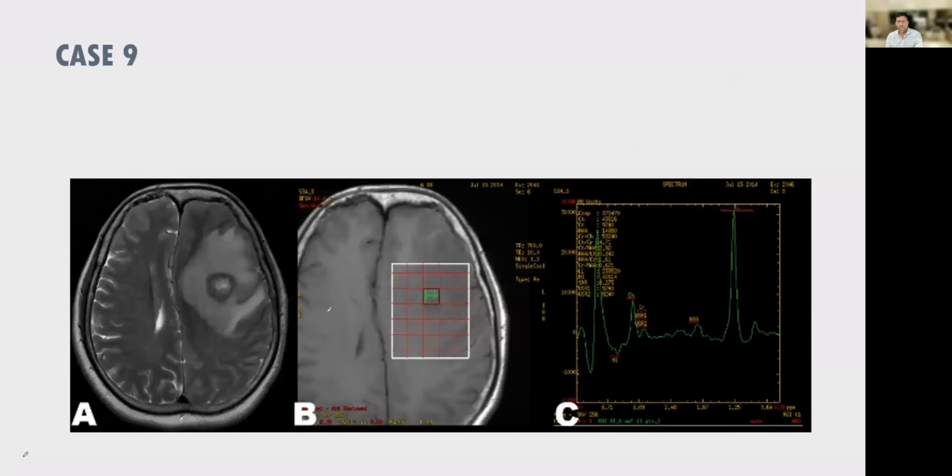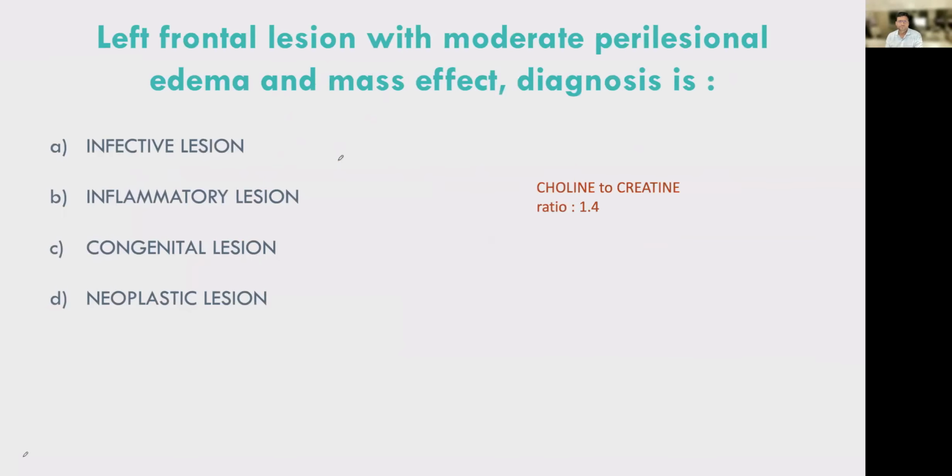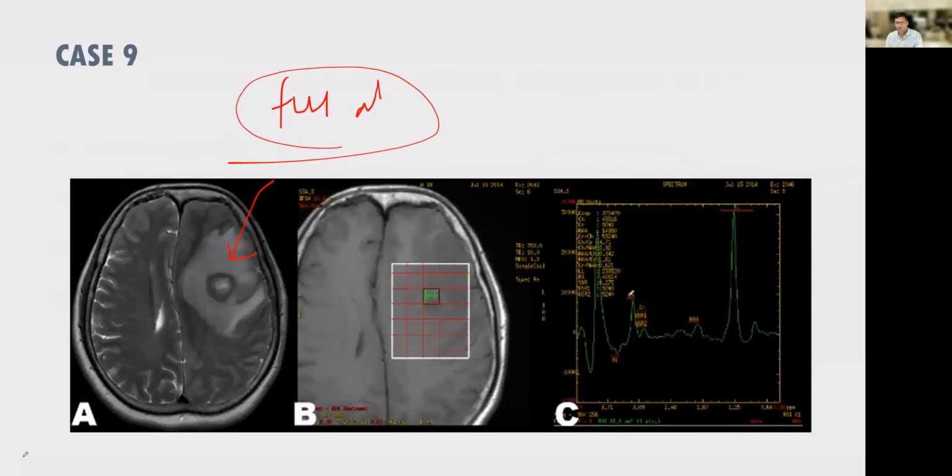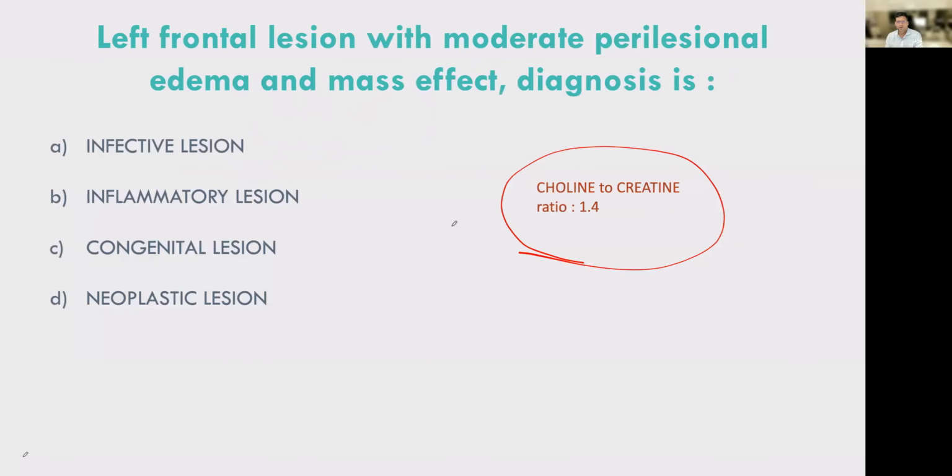Okay, now this patient has been treated for some lesion with antifungals. They wanted to know whether the tumor is getting treated or not. So MRS can also assess the treatment response. The choline to creatine ratio is 1.4. In this case, choline is slightly elevated, NAA is there, and creatine is there. Choline to creatine is 1.4. What is this lesion? Infective, inflammatory, congenital, or neoplastic?